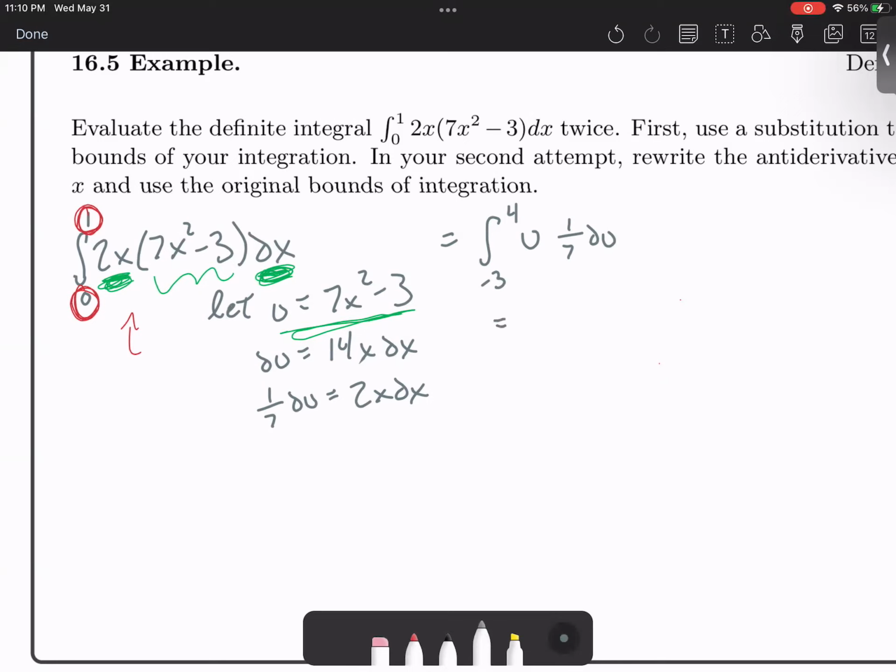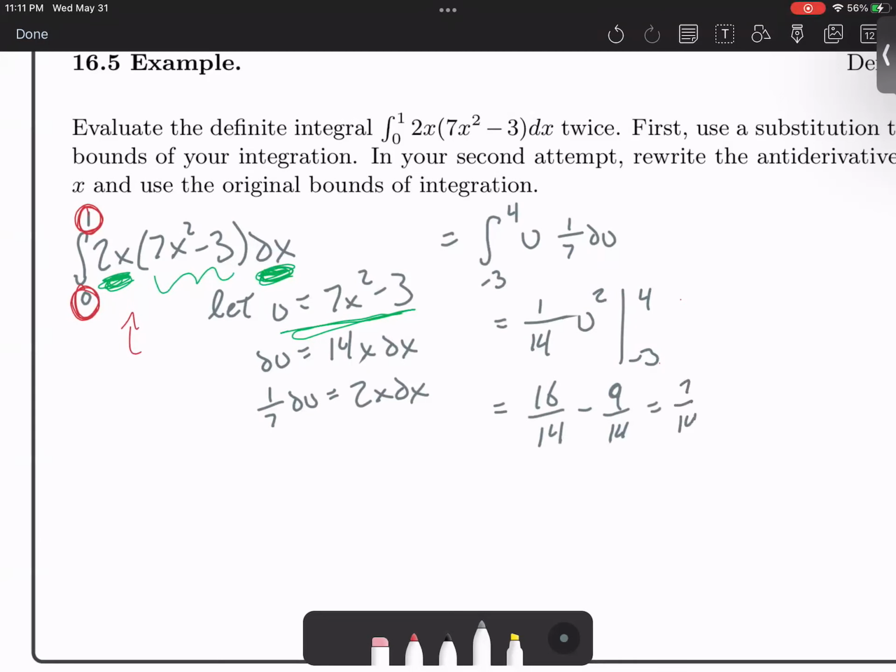Okay, let's integrate this. This will be 7 times 2 is 14, u squared, evaluated between minus 3 and 4. All right, let's see. If you plug in a 4 there, you get a 16 over 14. If you plug in a minus 3, you get a 9 over 14. 16 minus 9, what's that going to give us? A 7. We get a 1/2. Okay.